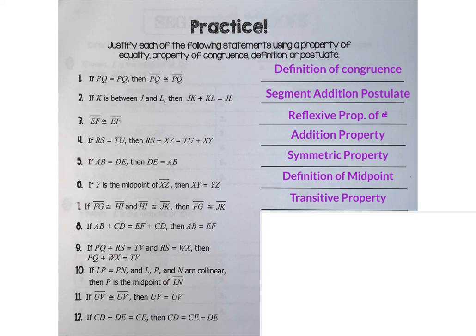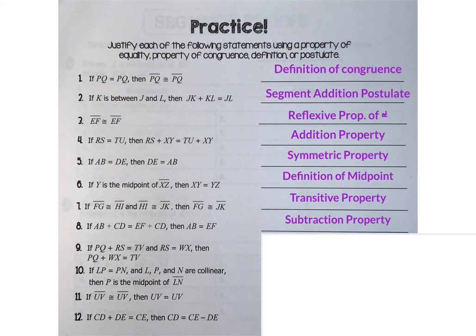If AB plus CD equals EF plus CD, then AB equals EF. What did they do to both sides? Subtraction property tells you can subtract CD from both sides. As long as it doesn't have the segment above it, you can do addition or subtraction. That just means the length of it. They can subtract the length from both sides.